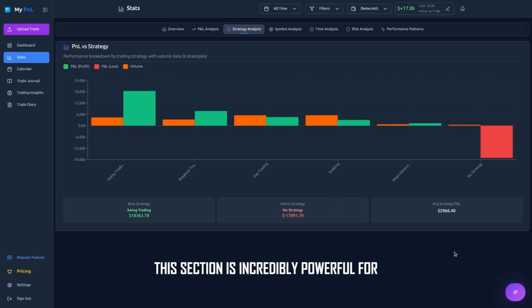This section is incredibly powerful for refining your approach. It tells you exactly where your edge is. You can double down on the strategies that perform consistently and cut back or optimize the ones that don't. So overall, the PNL versus strategy feature helps you trade smarter, not harder. By showing you which strategies truly deserve your focus, it's all about data-driven improvement. And that's what MyPNL makes super simple.